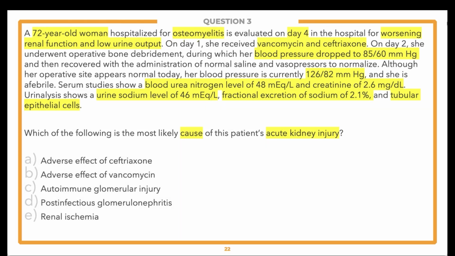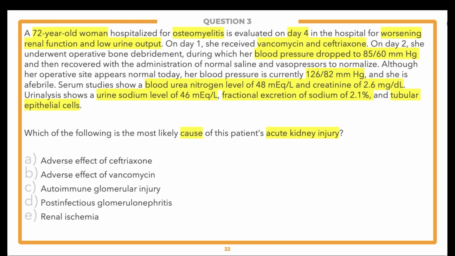All right, so we've got 5 options again. We'll start with option E, renal ischemia. Option choice D, post-infectious glomerulonephritis. Option choice C, autoimmune glomerular injury. Option choice B, adverse effect of vancomycin. Option choice A, adverse effect of ceftriaxone.